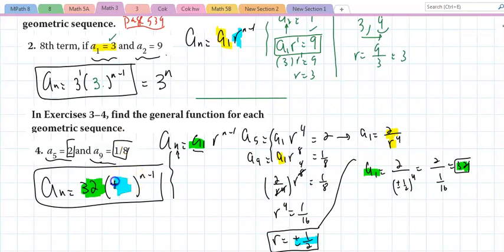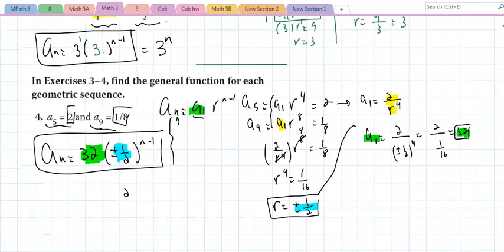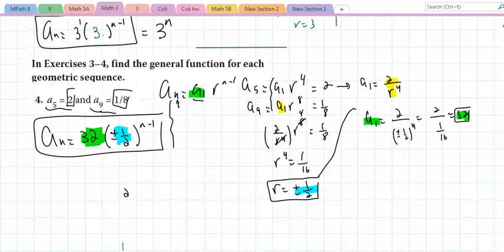There's no way of figuring that out, because by the time you get to the 9, it's going to be positive anyways, and a sub 5 is going to be positive. There's no way of telling. So you would say the general term could be either the first or the second. So it could be any of those two.